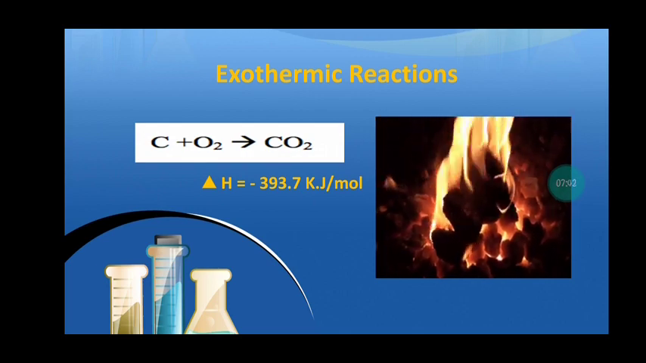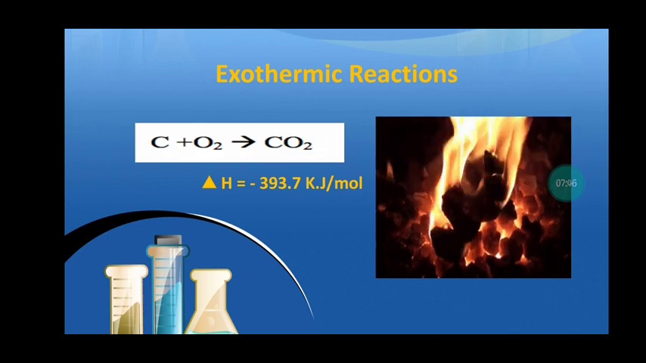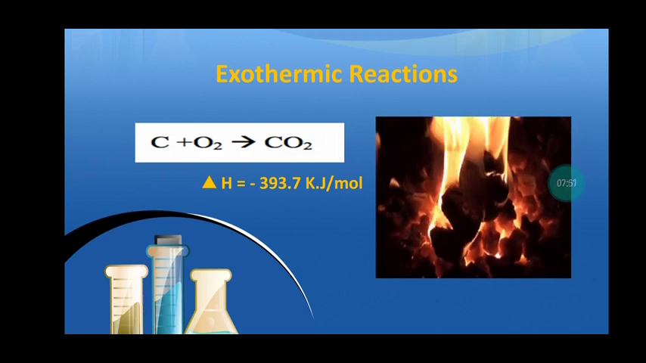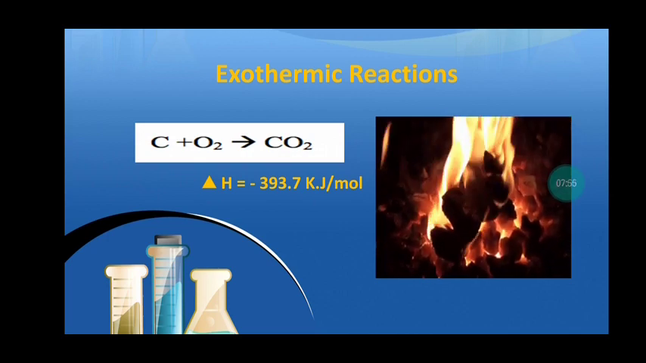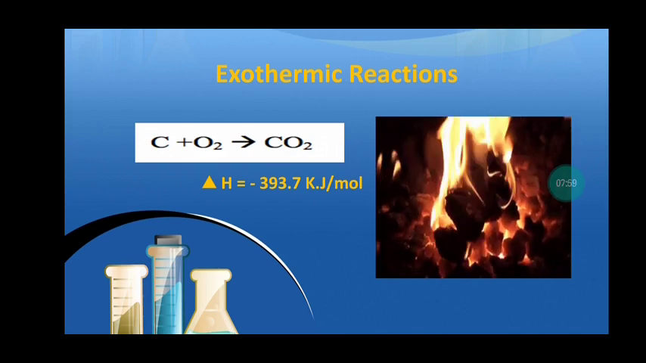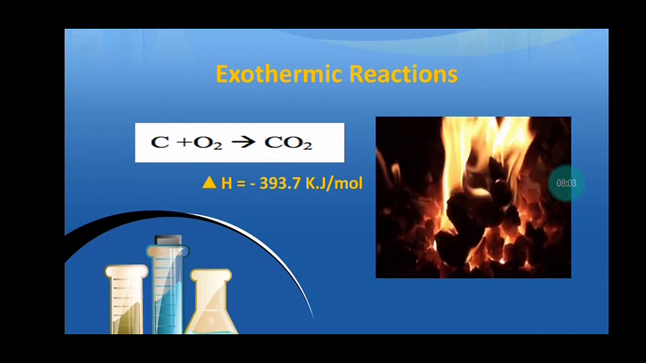Now here the question arises: what is delta H? So students, do remember that H, capital H, is the symbol of heat, and delta means change in heat. So during the combustion of coal, the change in heat, its value, is minus 393.7 kilojoules per mole.